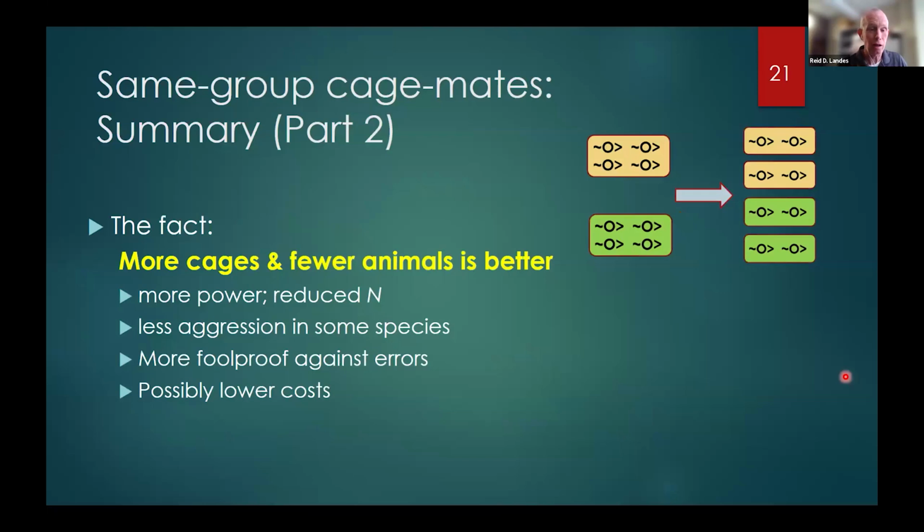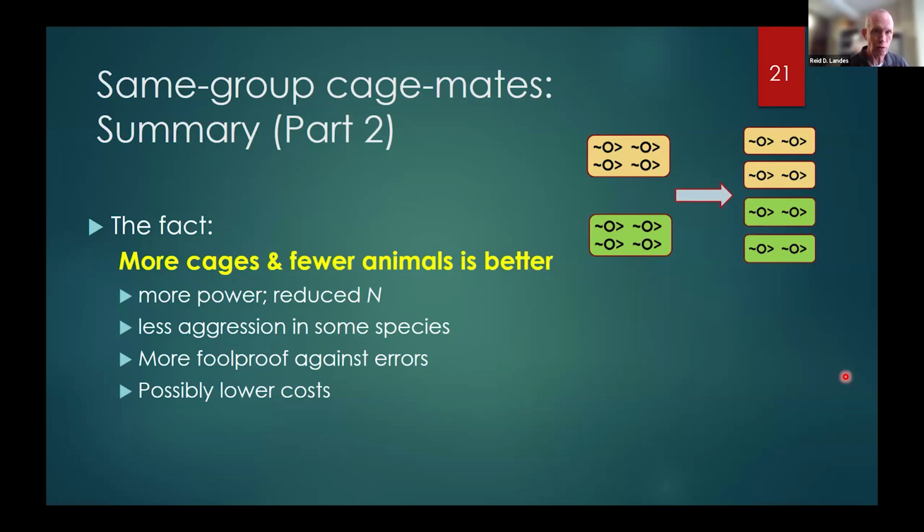We can ask when we're reviewing protocols, and we can ask this when reviewing papers. And when we're reading papers, we can think, well, what am I opening myself up for? Because they haven't told me, I don't know. So that's a question we can ask. And the fact that I want to drive home is that more cages and fewer animals tends to be better than fewer cages and more animals. It's because you get more power, potentially less aggression in some species. You better foolproof yourself against errors if you do the incorrect statistical analysis, and it could possibly cost less, which is great.